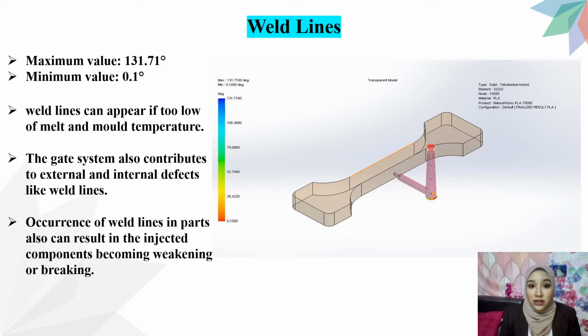The wet lines also can occur if the melt and mold temperatures are too low. The gate system also contributes to external and internal defects like red lines, matte, and seam marks. The occurrence of red lines in a part also can result in the injected components becoming weak or breaking.